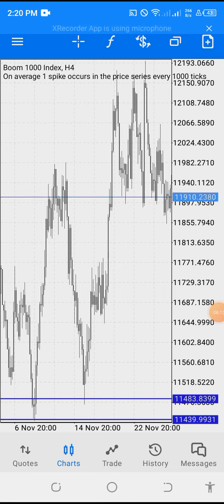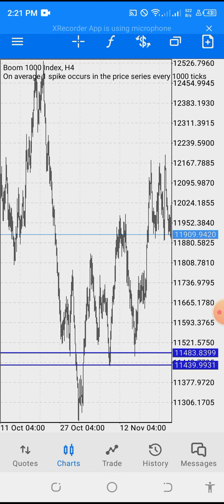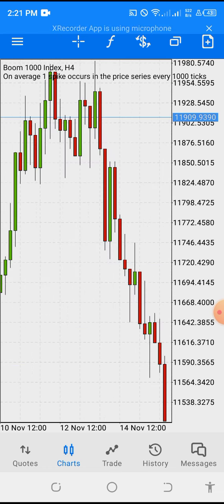You can trade supply and demand on volatility indices, but if you know me, I trade mainly boom and crash because they give quick money. I like quick money. I know you like quick money too. So trade this. Oh God, this is a demand zone. I keep mistaking. This is a demand zone, not a supply zone. We have this as our demand zone here.